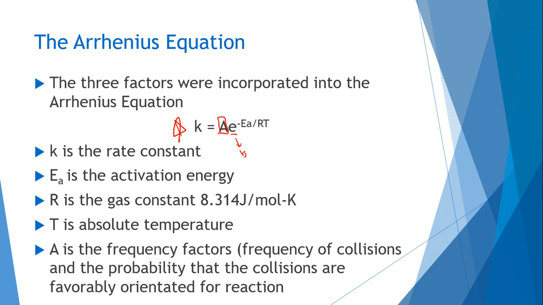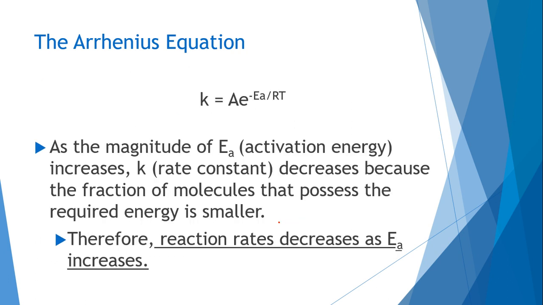e, this is the button on your calculator, that's your exponential button, to the negative Ea, where Ea is activation energy, over RT. R, I said, was a gas constant, and our gas constant is 8.314. And then T is absolute temperature, which means that it is in kelvins. Again, we're going to work with this equation again in the next class.